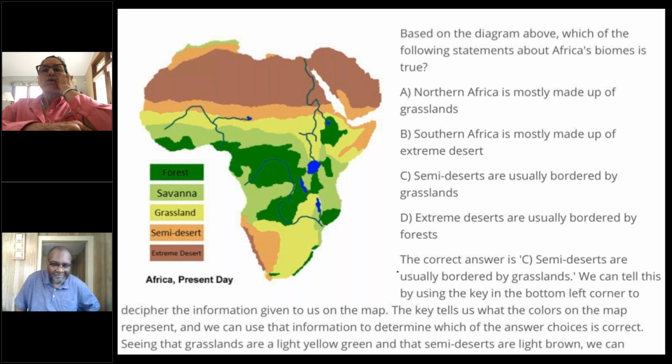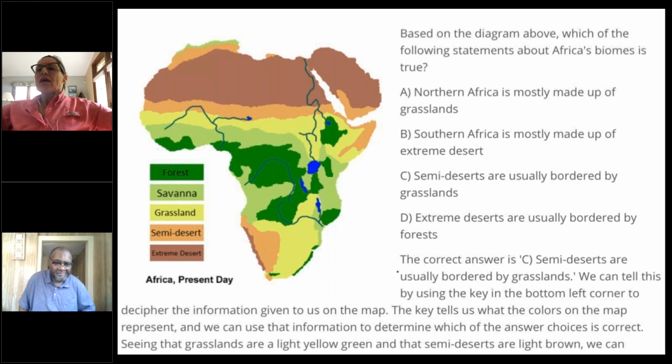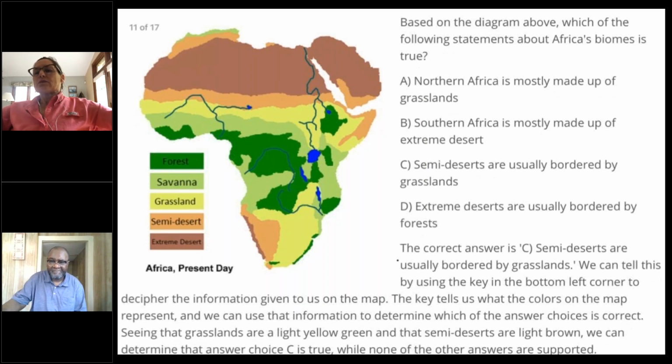Yes. So it's the whole continent of Africa, and you can see those colors correspond to different regions, and there's also rivers running through and some lakes. Those are different biomes, different climates. So let's see which one of these answers is true.